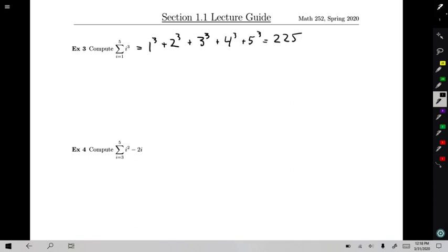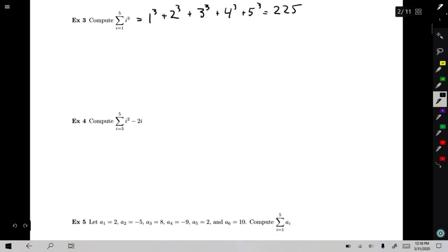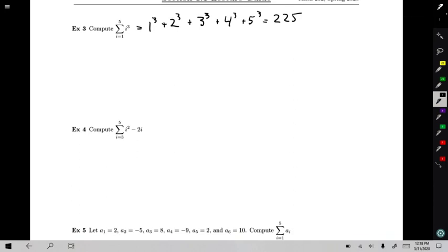Let's do something a little bit more complicated here. We're now looking at the sum from i equals 3 to 5 of i squared minus 2i. So we've got my starting i value down here at i equals 3. So I'm going to start by replacing all of my i's by 3's. So I've got 3 squared minus 2 times 3. Let's make that minus better.